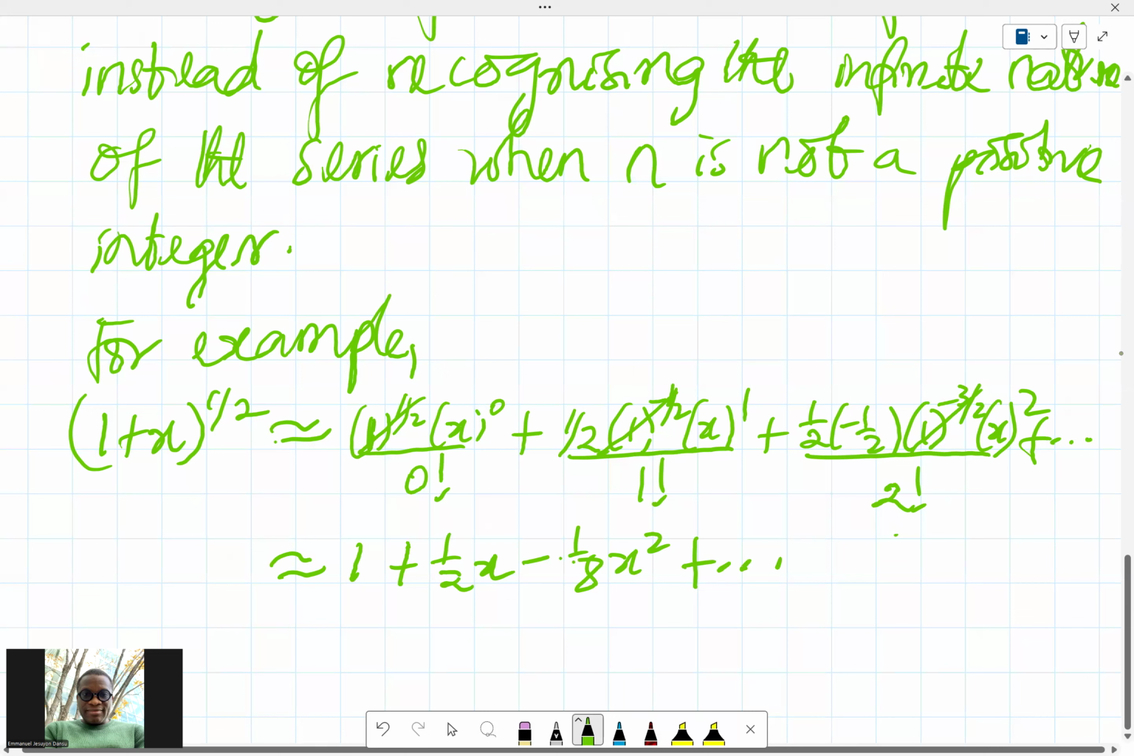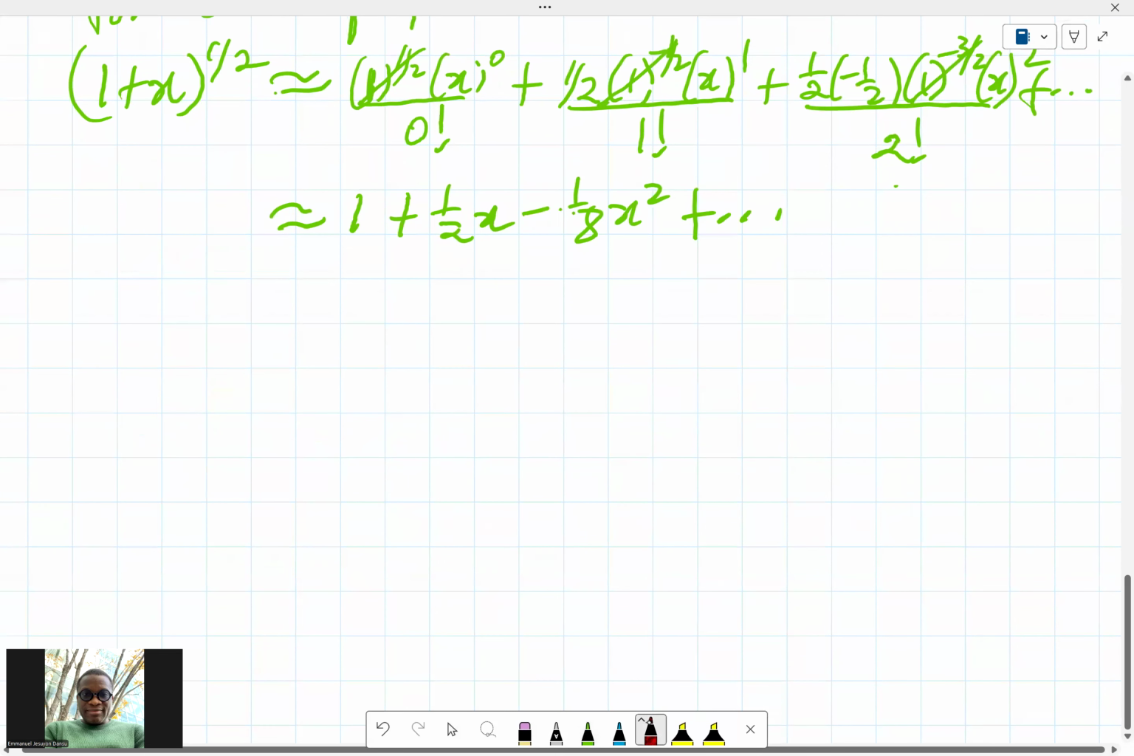Don't forget that it continues forever. So if you don't put the 3 dots, then you're assuming that it has a finite set of terms, but it is not that, so that won't be true. So you want to pay attention to that. The same of course applies to the case of 1 plus x raised to minus 1.